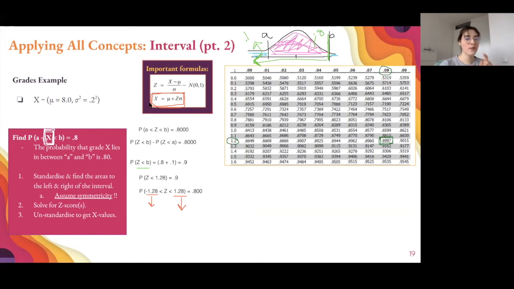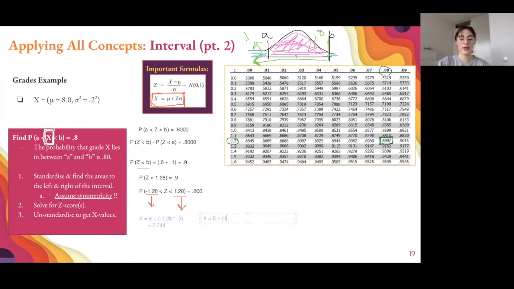This is one that is a bit tricky, because just because A and B are symmetrical in terms of z-scores, that doesn't necessarily mean that they're going to be symmetrical in terms of x values. So for this first one, with negative 1.28, x equals mu, which is 8, plus negative 1.28 times the standard deviation of 0.2. For that, we get the answer of 7.744 for the left side. And then for the right side, so 1.28, we have x equals the same thing, so 8.